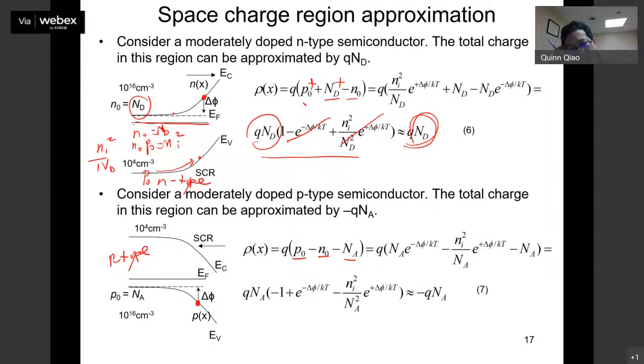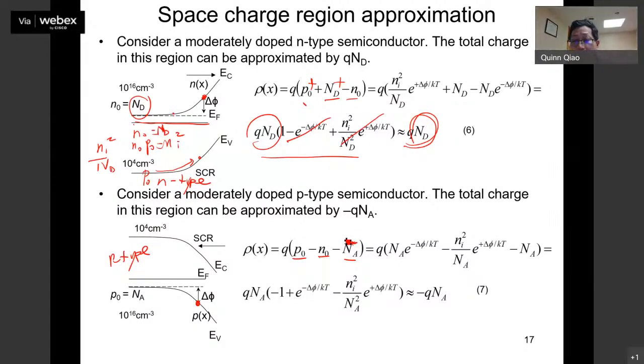Those ionized ions are negative, because in this P-type, the free positive holes are gone. You lost the positive holes. Now the only thing left is negative ions. Okay, that's why these are negative ions.